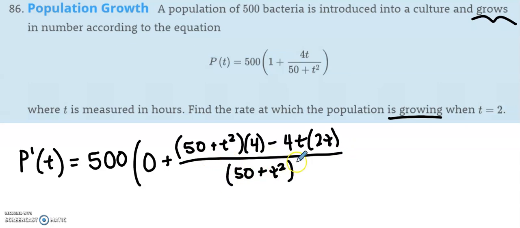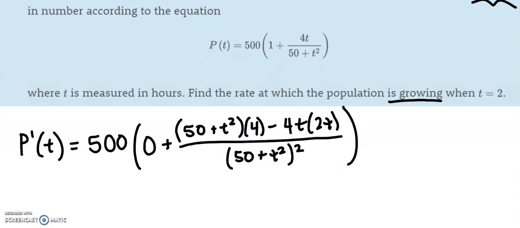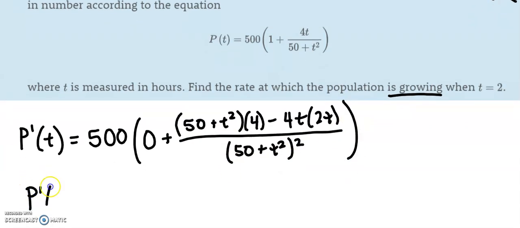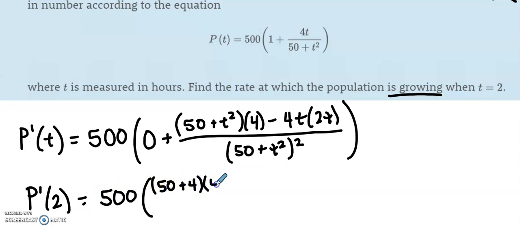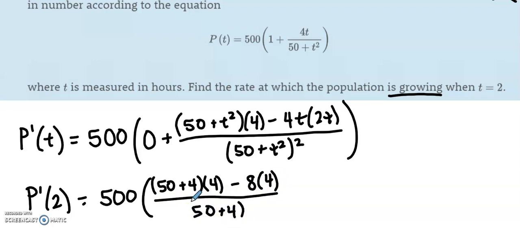And so the mistake that came into my answer key is that when I went to find P prime of 2, the rate of change at 2, I just did silly math and I plugged stuff in wrong. So this should say 50 plus 4 times 4 minus 8 times 4. I think in my answer key I had like 16 times 8. So one of those do what I say, not what I do situations.